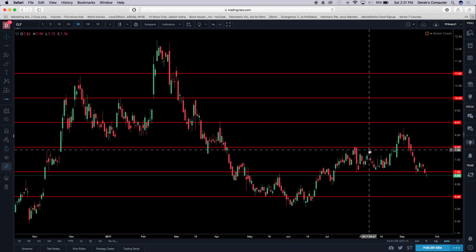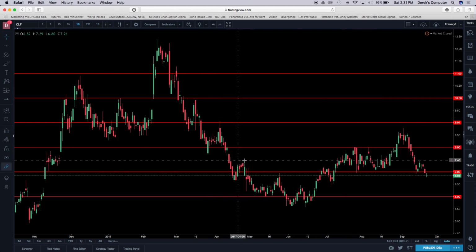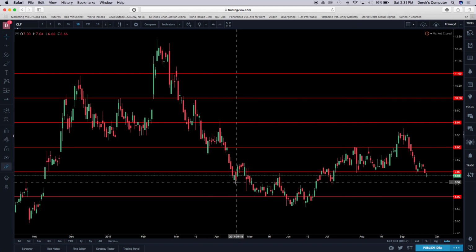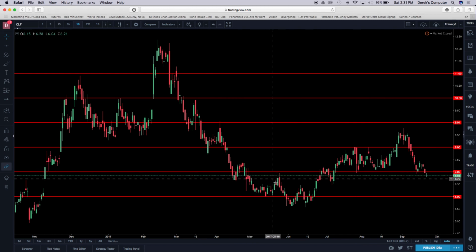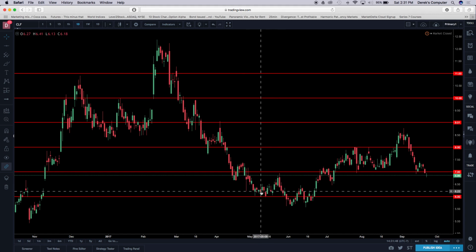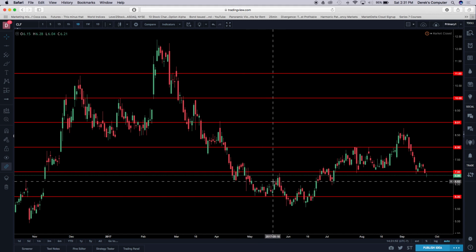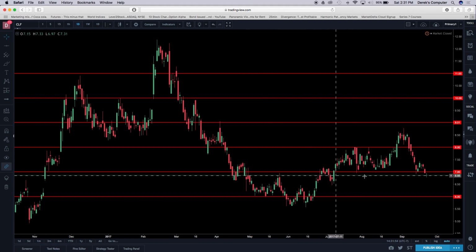$8 right here, we have some resistance. We also have resistance at $7.50 right here. So those half numbers also work as well. $7 and then $6, we have support right here. So that's what we mean by support and resistance in whole numbers. They really truly do work. You actually got some consolidation here between the $8 and $7 level.